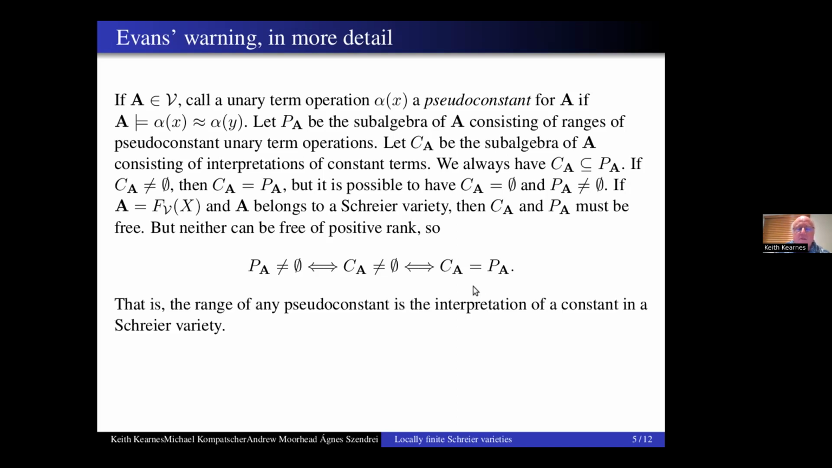Okay, so I'm going to make this kind of assumption: if you ever have a pseudo-constant, then you have to back it up with a real constant. If you're dealing with Schreier varieties, that's a hypothesis that just lets you avoid problems with interpreting the free algebra over the empty set. So now I can tell you what theorem we have.